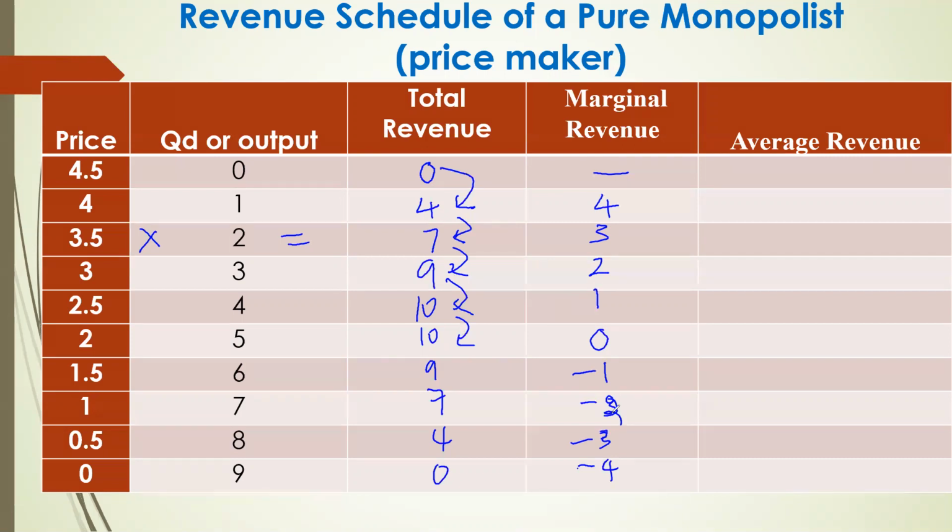Whereas average revenue, which is exactly equal to price. So that means whatever the values that you have, you should have exactly same values here. That is 4, 3.5, 3, 2.5, 2, 1.5, 1.5 and 0.